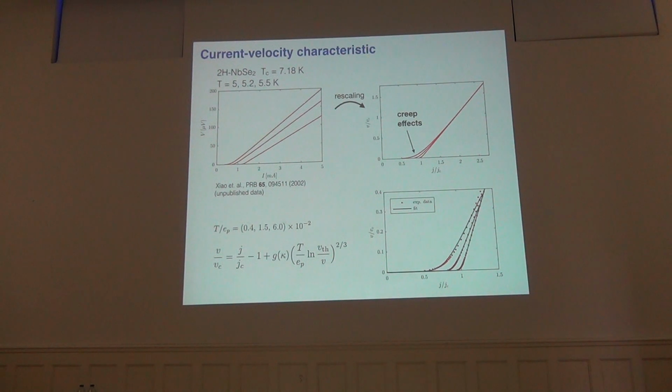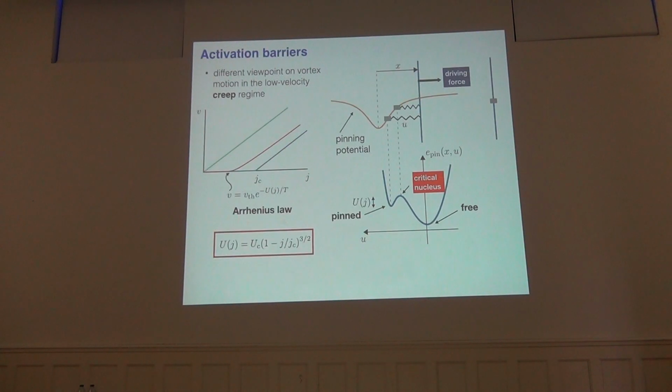So now let me change the viewpoint a bit. Before, we were concerned mainly about this long tail, which is characteristic for strong pinning and persists beyond the critical drive. Now when we look at somewhat small drive, it's convenient to describe vortex creep by a process where the vortex velocity is due to thermal activation above the barrier, and we express the barrier as a function of current.